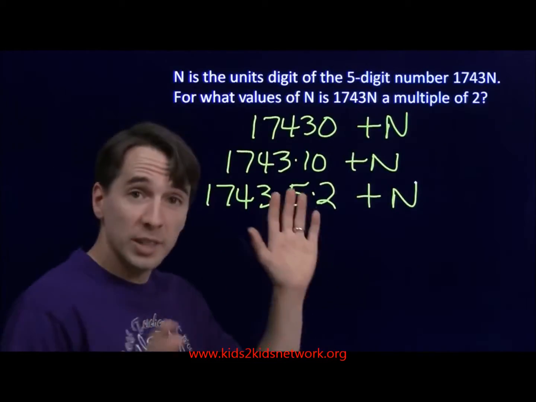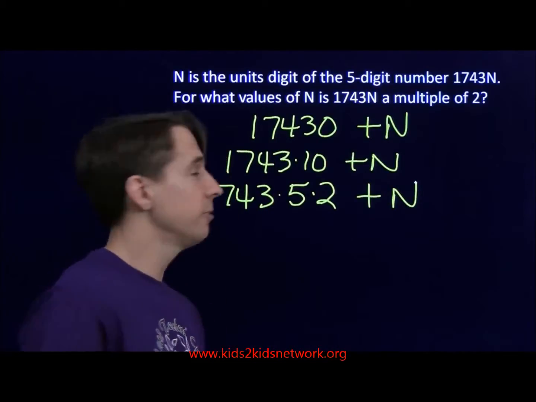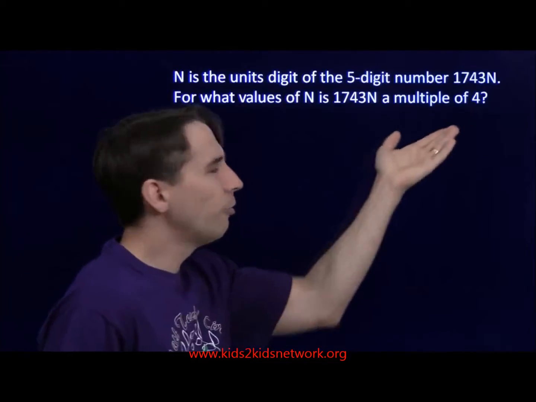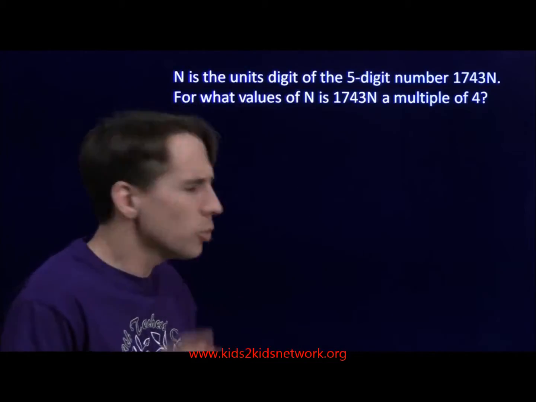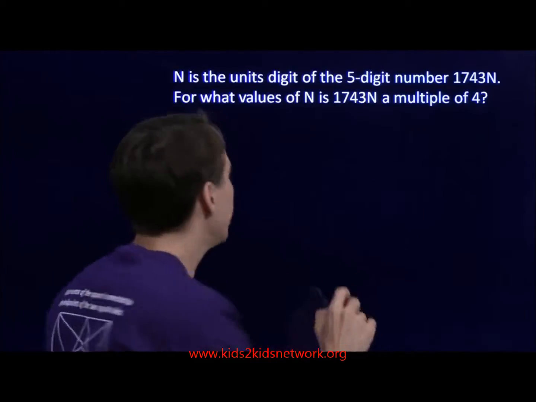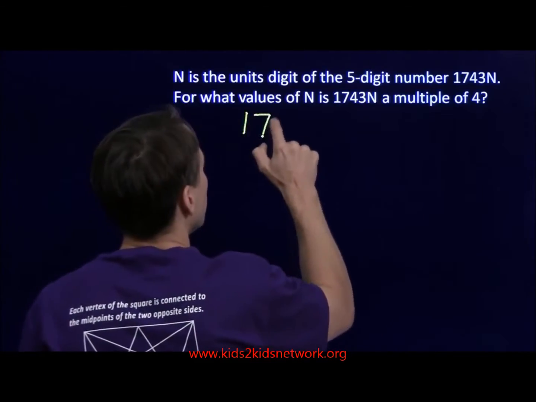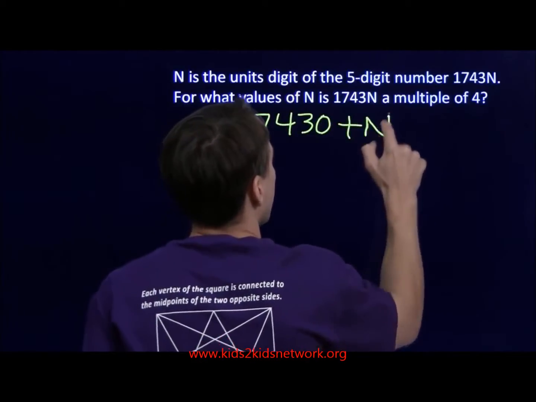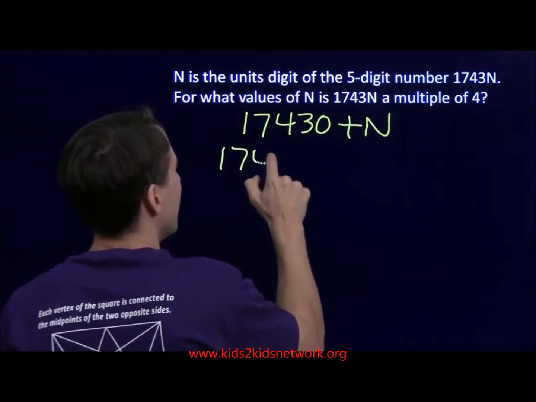All right, that's good enough. So we've taken care of 2. We've taken care of 5. Let's take a look at 4. After all, 4 is just 2 2's. So maybe we can use the same rule. We'll separate out the last digit just like we did before. 17430 plus n. And that's a multiple of 10.